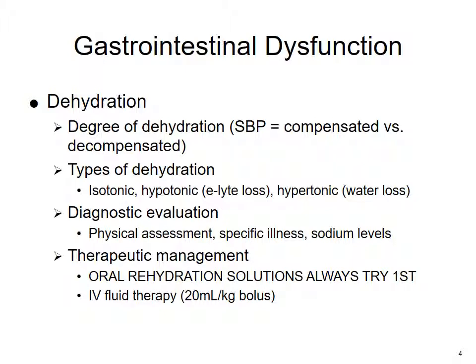Pedialyte and Gatorade first. Because if they're able to keep that down, even if they weren't able to keep down a bottle, a piece of toast, anything else, we're going to be able to rehydrate them without dealing with trying to get IV access on a small dehydrated child. If they cannot keep down the oral rehydration solutions after they are attempted, then we revert to IV therapy.